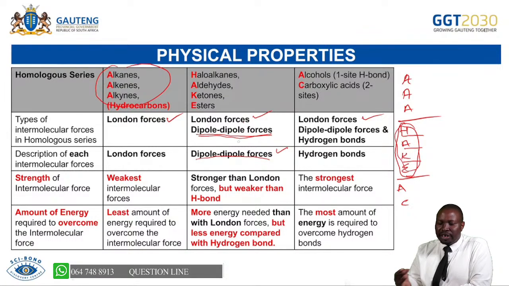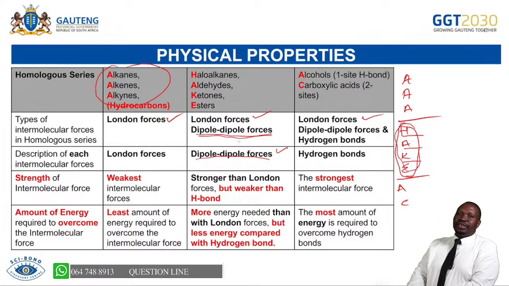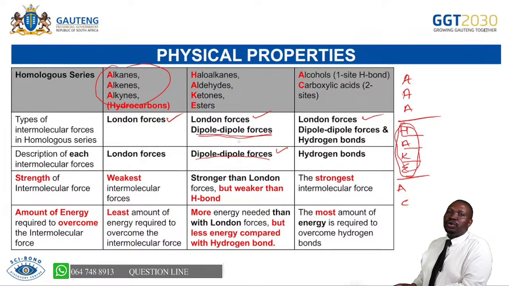When you are asked what type of intermolecular force you find in aldehydes, you will say dipole forces. But you know definitely that for them to have that dipole, they do have London forces. All the organic molecules that we do, they have London forces. So London forces is not a question. All organic molecules have them.